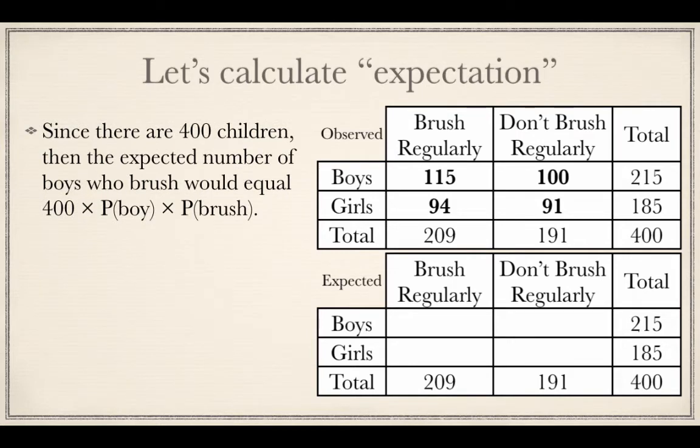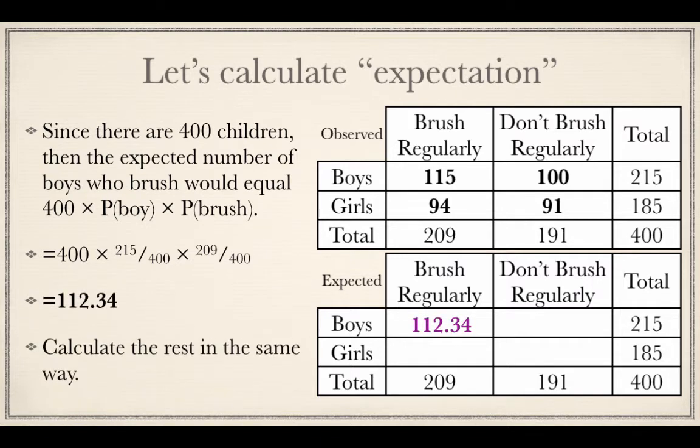So I'm going to take the 400 people, multiply that by the probability of being a boy, and multiply that by the probability of brushing regularly. What is the probability of being a boy? That's 215 of the 400 people. If you look at those totals on the right, 215 people were boys out of the 400. The number of people that brushed regularly was 209, so the probability of brushing regularly would be 209 out of 400. That gives me 112.34.